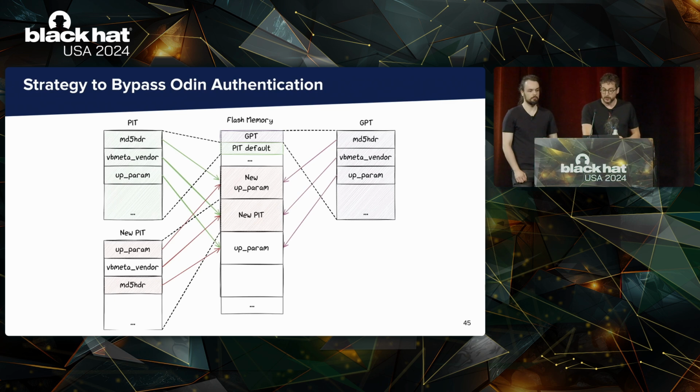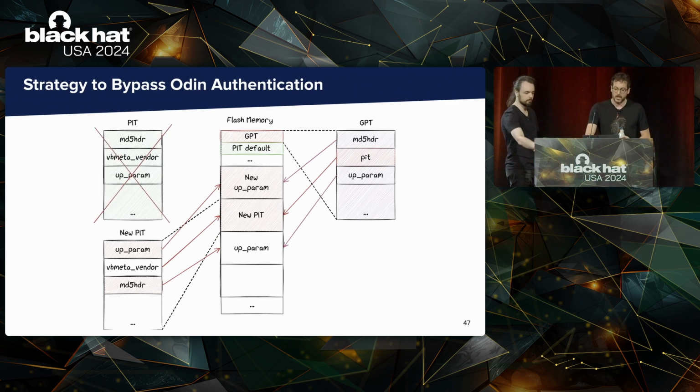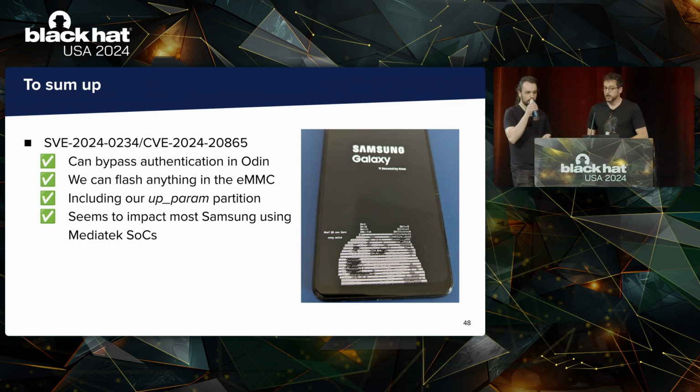And the final step is that we modify the GPT table, and we will rename the VB-MetaVendor partition into PIT, such that at next boot, the new PIT is taken into account and not the original one. And when the system is asked to load a JPEG, it will load it from the new upparam partition. And it actually works. As you see here, we see on the screen Dodge showing up. It means the exploit worked.